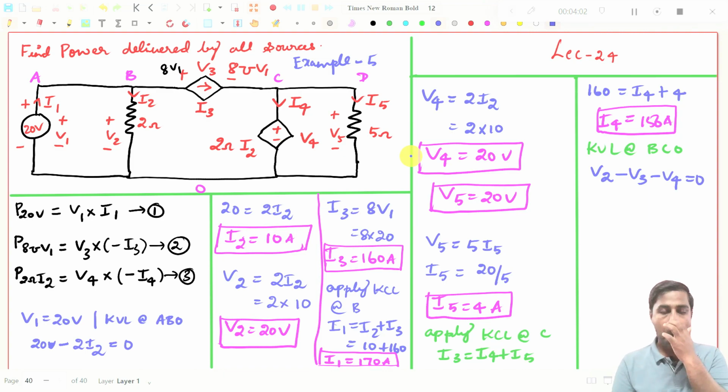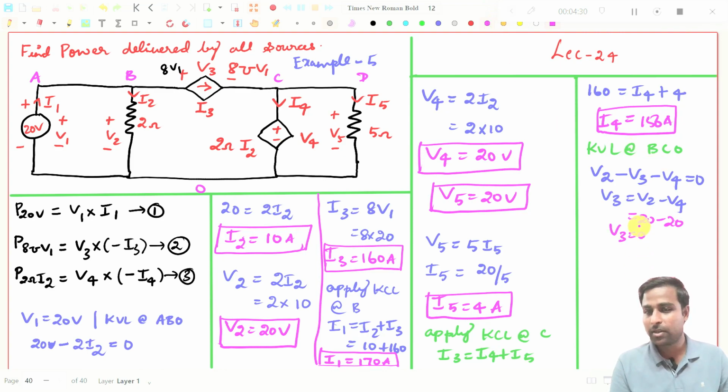So if we want to find V3, you just bring V3, because I don't know V3, to the other side. So V3 should be equal to V2 minus V4. What is V2? V2 is 20. What is V4? V4 is also 20. So obviously, 20 minus 20, V3 should be equal to 0. Now you see, we have found all the values, V1, V2, V3, V4, V5 and I1, I2, I3, I4, I5.